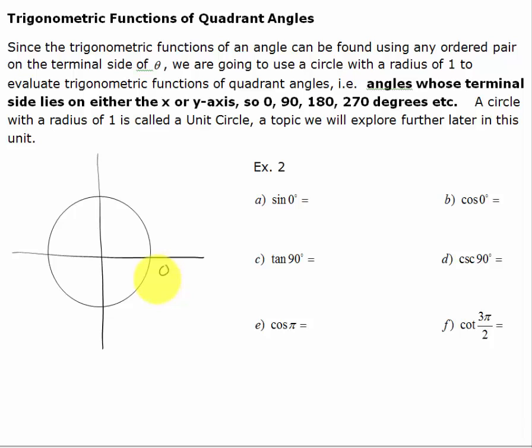And so, just an example, in one rotation, the first four quadrant angles would be 0, this would be 90 degrees, or why don't we write them in radians, pi over 2. This would be 180 degrees, or pi. And this would be 270 degrees, or 3 pi over 2.